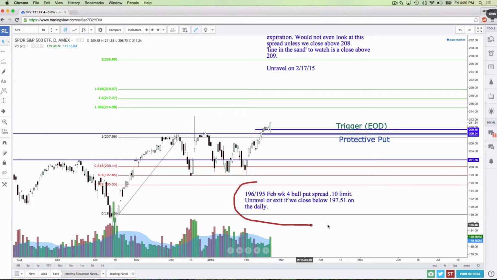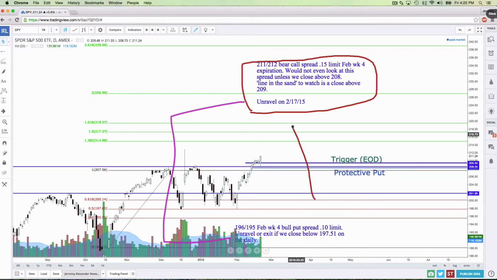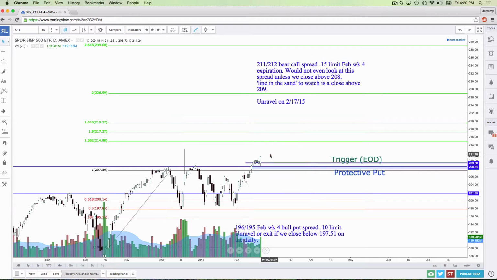You can see down here, I have a bull put spread on SPY. And we also had a bear call spread. If you do both together, that's actually an iron condor. Back on 2/17/15, I unraveled that particular spread. Today I'm recording this is the 20th of February, and the SPY closed at 211.24. So it's a good unravel thus far. If SPY continues higher next week, that'll become a very, very profitable unravel. To get more information on unraveling, you can type "2 solid ways to mitigate credit spreads" into YouTube, and it will pop up.